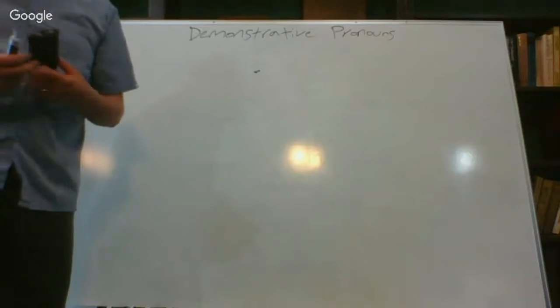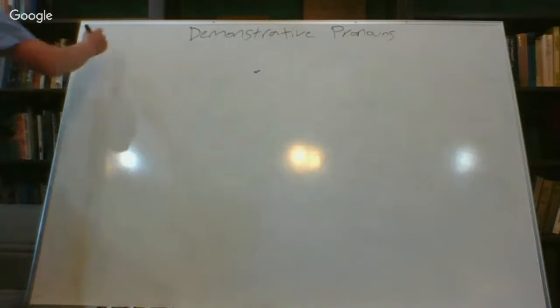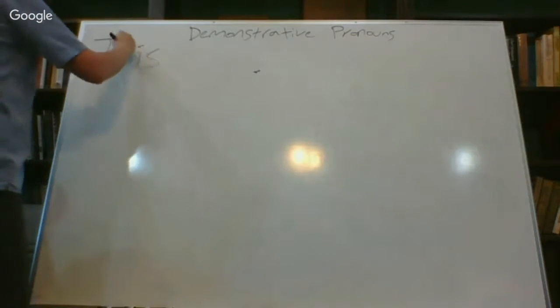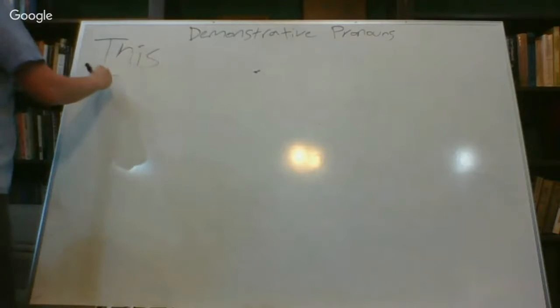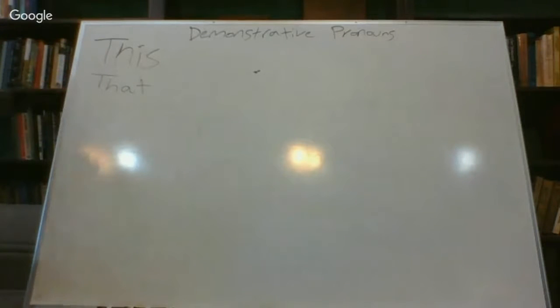Okay, so today we're going to be talking about the demonstrative pronoun. In English, we use the demonstrative pronoun as well. We say it's this or that. So what's the difference between this and that?